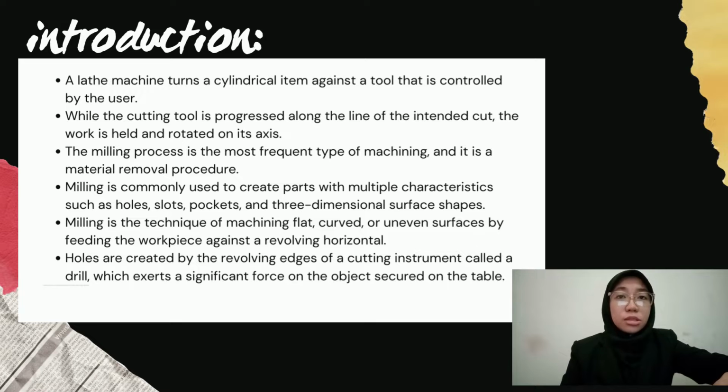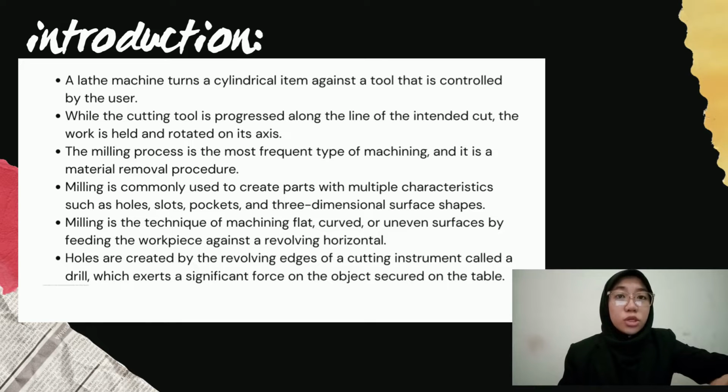Moving on to the milling process. The milling process is the most frequent type of machining and it is a material removal procedure. Milling is commonly used to create parts with multiple characteristics such as holes, slots, pockets, and three-dimensional surface shapes. And milling is a technique of machining flat, curved, or uneven surfaces by feeding the workpiece against a revolving cutter.